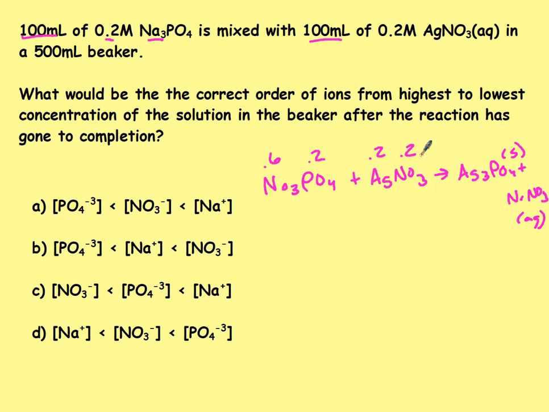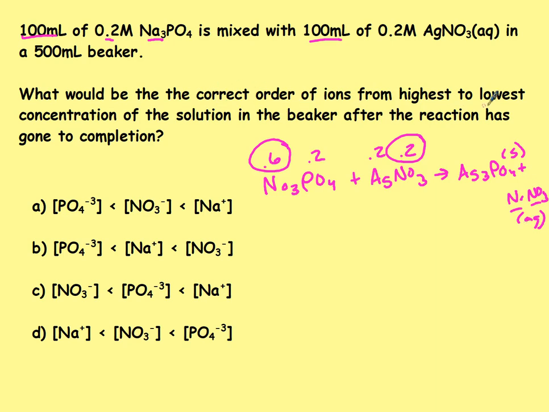When it reacts, I'm going to have sodium ions floating around with nitrate ions. So my sodium and nitrate are going to be the highest amounts, but notice that sodium I have more of than I have nitrate. So sodium is going to be my largest amount, and then nitrate, because both of those are going to be ions still in solution.